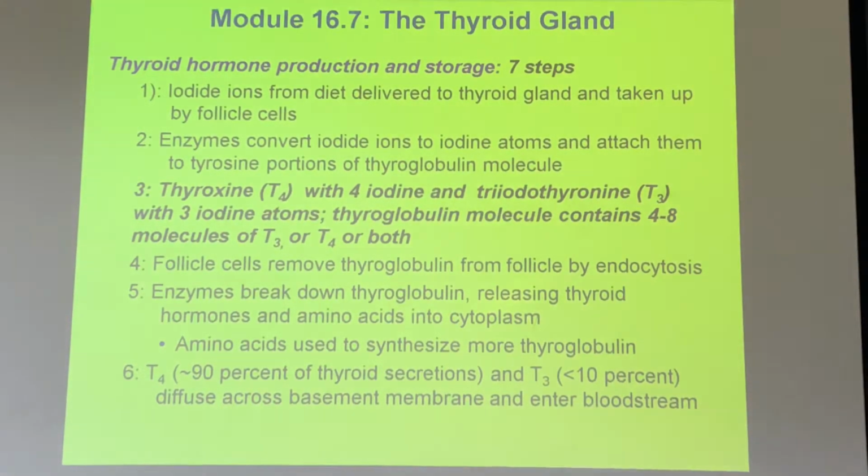Thyroid hormone production: you don't need to go into detail, but these are the names of the hormones. There are 7 steps. The thyroid hormones are thyroxine, which is called T4. Why is it called T4? Because it has 4 iodine atoms. And T3, triiodothyronine, means 3 iodine atoms. The thyroglobulin molecule contains 4 to 8 molecules of T3 or T4. So these are the hormones of the thyroid.